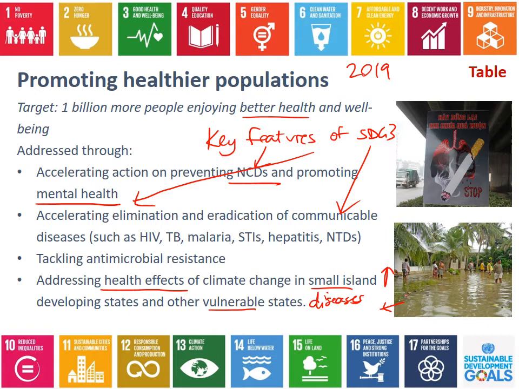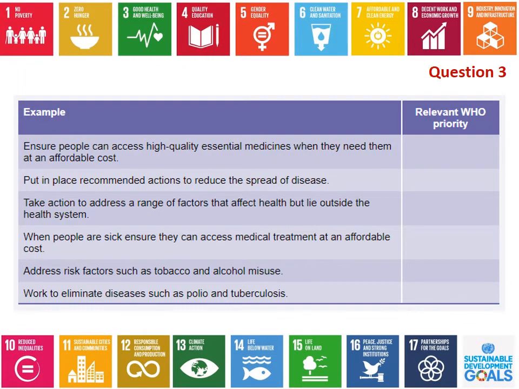So just finish off that table, put in the target, and discuss 2 of these particular strategies and how they could help to promote healthier populations. This is a good little recap of those priorities. So the 6 examples here, I want you to relate to the best WHO priority or the most relevant WHO priority between universal health coverage, health emergencies, and promoting healthier populations.